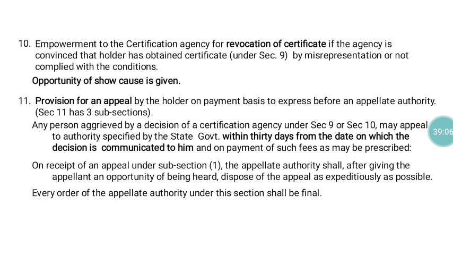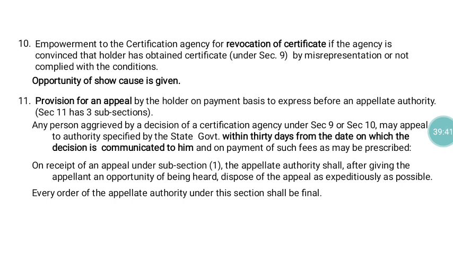Then section 10 deals with the empowerment of the certification agency for revocation of the certificate. If the person, the seed producer, is convicted of misrepresentation of the sample or any fraudulent work, in this case the certification agencies are empowered to revoke the certificates. This also provides an opportunity to show cause. Show cause is given.